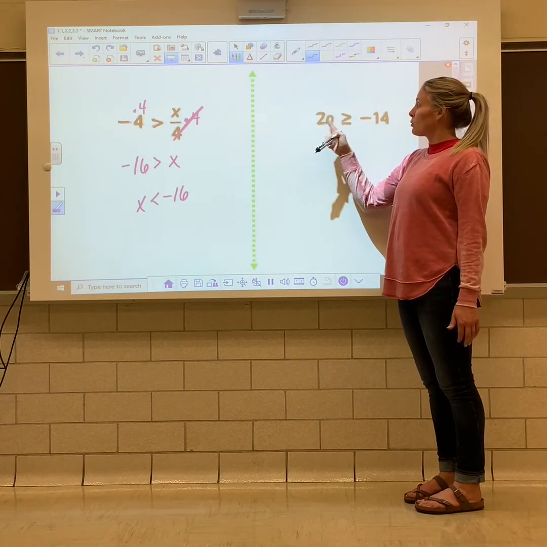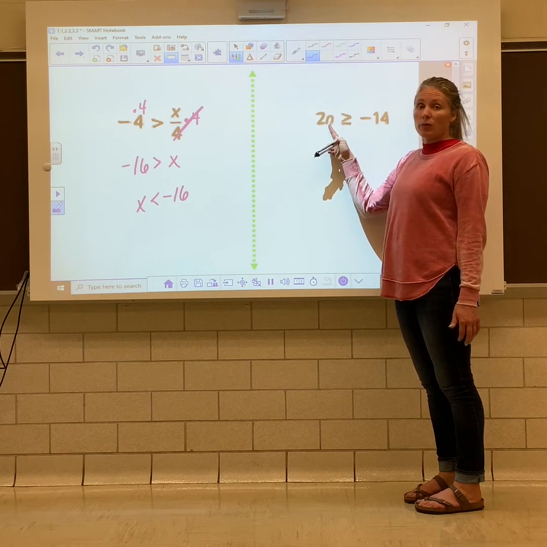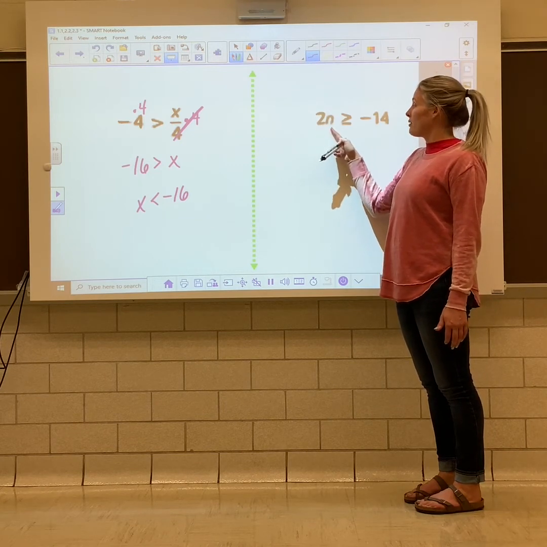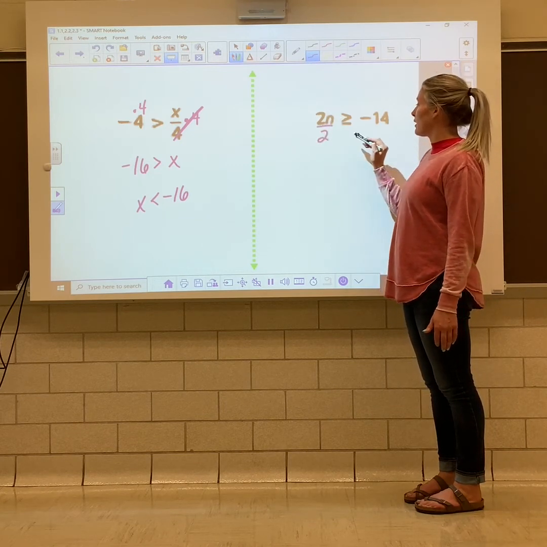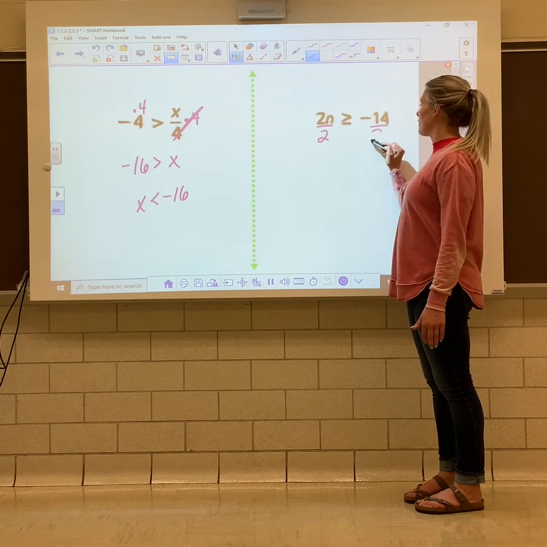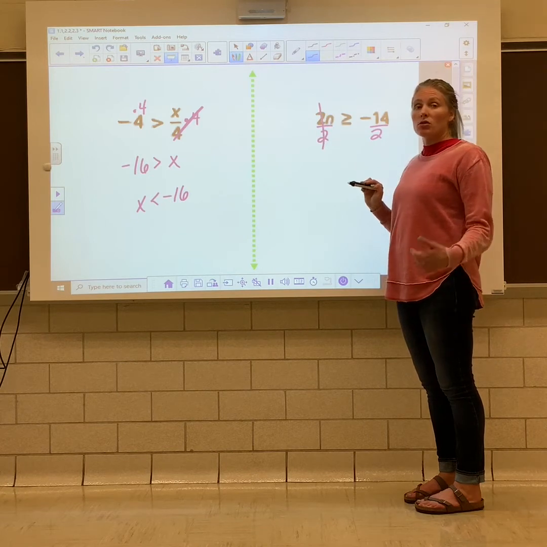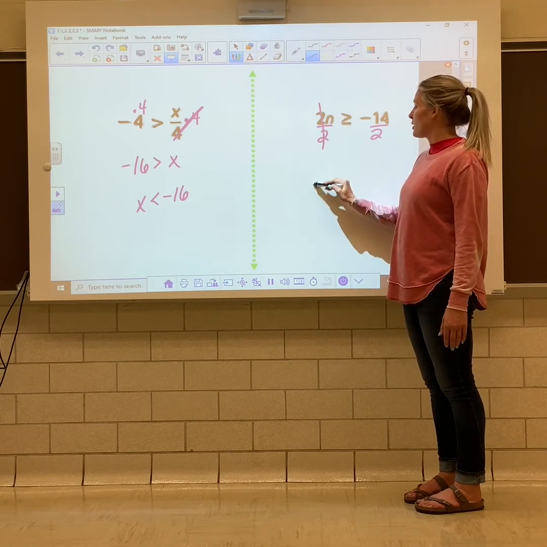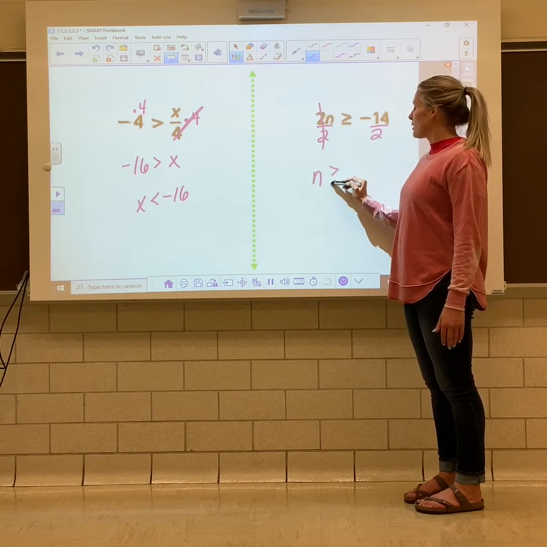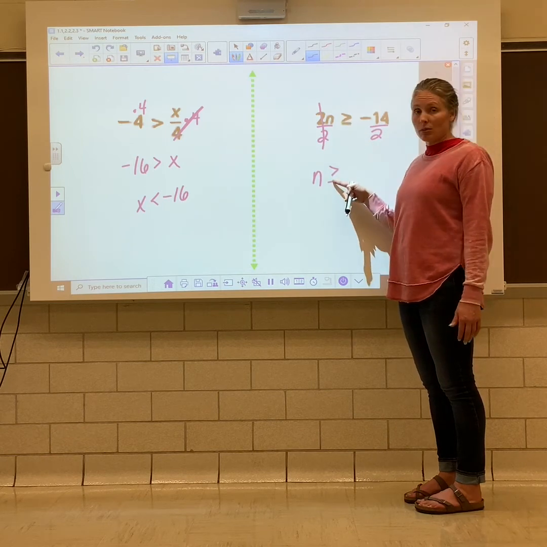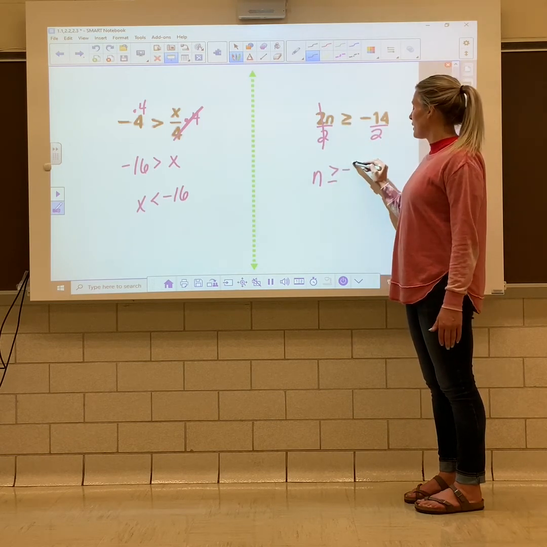Remember, a number right beside a letter means multiplication. So I need to do the inverse operation and divide. Balance, so I divide both sides. Our inverse operations undo one another, and I'm left with n is greater than or equal to, since it simply drops down, negative 7.